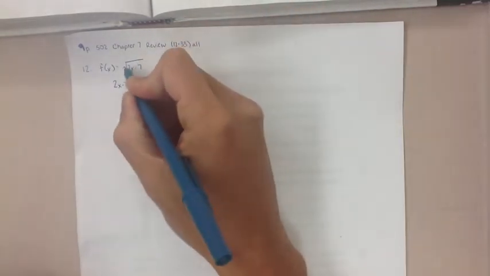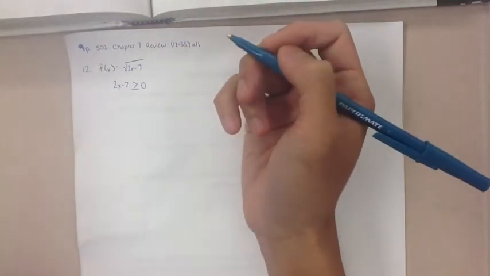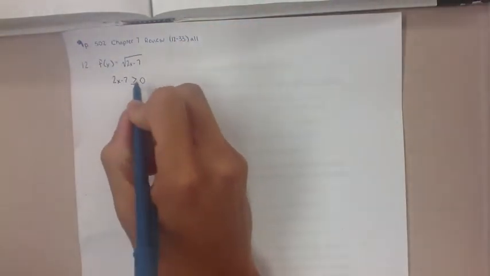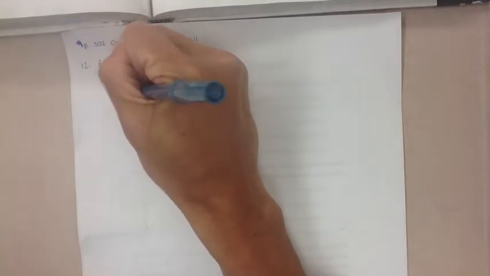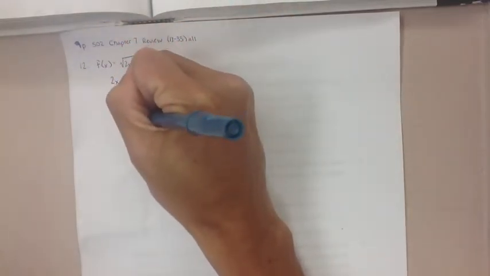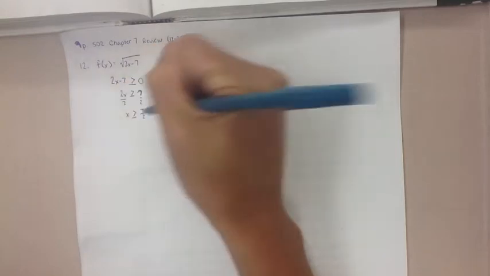Anything less than that, you would have a root of a negative number. Not real. Haven't really talked about imaginary numbers yet, but we will. So if 2x minus 7 is greater than or equal to 0, then 2x must be greater than or equal to 7. If we add that 7 to both sides, divide both sides by 2, x is greater than or equal to 7 over 2.